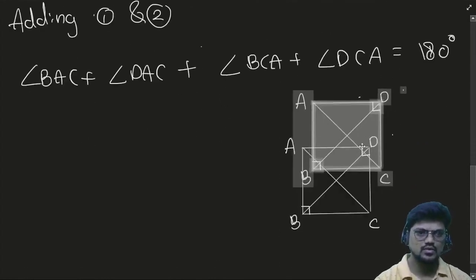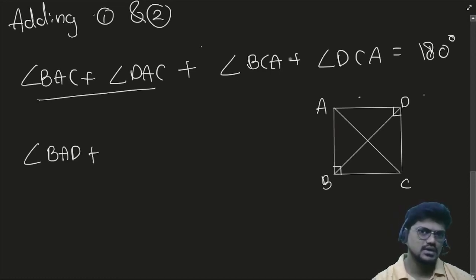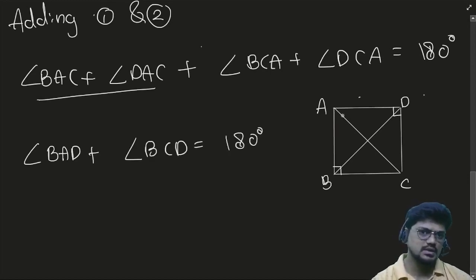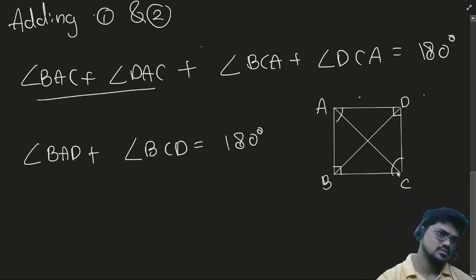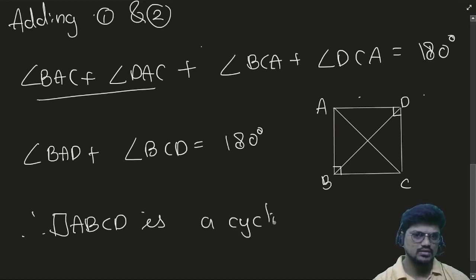Over here, BAC plus DAC will be equal to angle BAD, plus angle BCA plus DCA. BCA plus DCA can be written as angle BCD, equals 180 degrees. Since the sum of opposite angles of a quadrilateral is equal to 180 degrees, we can say it's a cyclic quadrilateral. Therefore, quadrilateral ABCD is a cyclic quadrilateral.